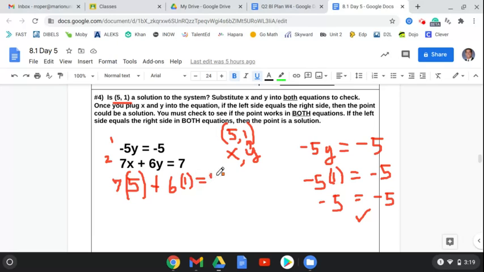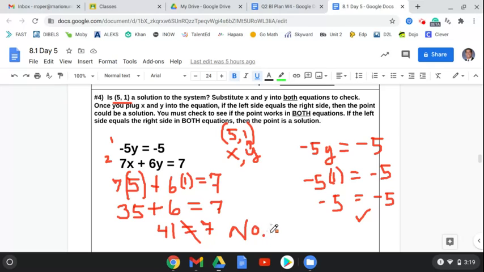equals 7 on the right side. So let's see, is this true? 7 times 5, that's 35, plus 6 times 1 is 6, equal to 7. On the left side, 35 plus 6 is 41. Does 41 equal 7? Is this true? No, right? 41 does not equal 7. So no, this point is not a solution.